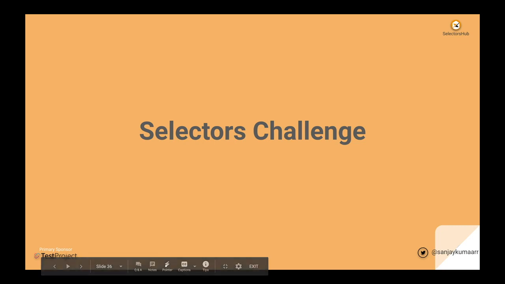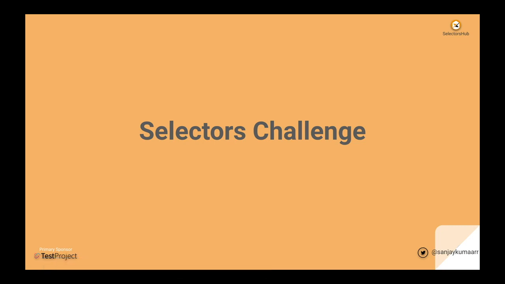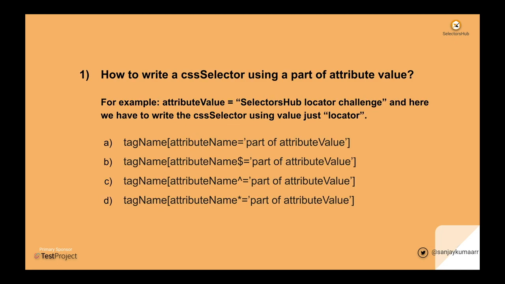Hello friend, so let's take the selectors challenge now. The very first question: how to write a CSS selector using a part of an attribute value? For example, the attribute value is selectors hub locator challenge, and here we have to write the CSS selector using just the value locator. So basically we are looking for contains.